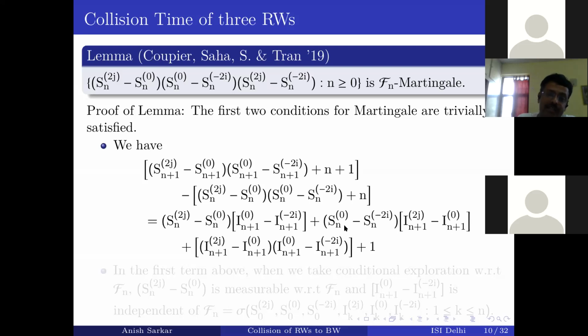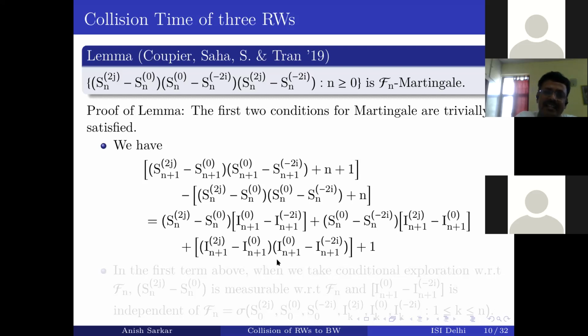And you want to show that when I take the conditional expectation with respect to Fn, this part becomes 0. I've just written down Sn plus 1 at 2j, which is Sn plus this increment, and Sn plus 1 at 0, which is Sn plus this increment. So you just subtract and multiply out. Some things cancel, n and n cancel, and you are left with this 1 here, the two cross product terms, and the product of the increment terms.